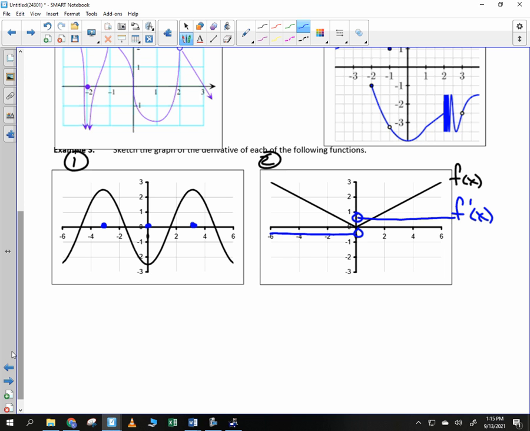Describe the derivative here. So I should be above the x-axis. Describe the derivative between these two points. So I should be above. And if I would have just started this a little bit differently, it kind of tapers off a little bit. Kind of almost looks like a sine function, doesn't it? That's kind of interesting.